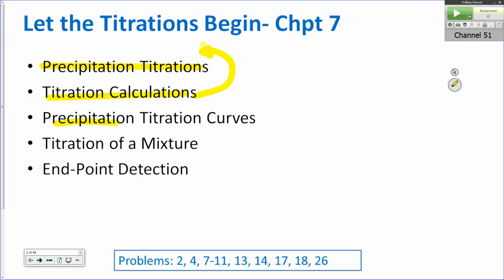We're going to talk about how we do titration curves with precipitations, deal with mixtures, and how we can detect endpoints. Now, the thing that's missing out of this is acid bases. So that's where we're going to roll into following this up.